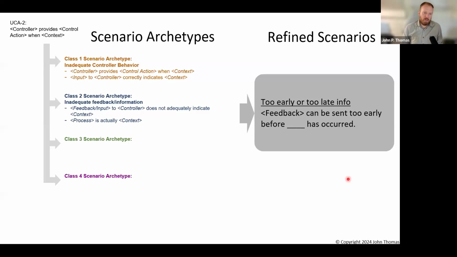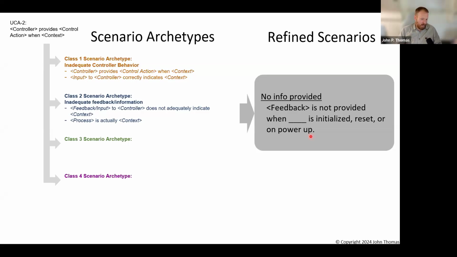Okay, so some examples: feedback can be sent too early, before something has occurred. You never say too early, period. This is also true for UCAs. You're not allowed to just say feedback is too early or control action is too early, period. You have to define what you think too early means, right? And so you would always qualify this by using the word before. If it's too late, then you use the word after. And that's already built into the UCA syntax. It's right there in the handbook. But you can do this for scenarios as well. And that's what we're doing here.